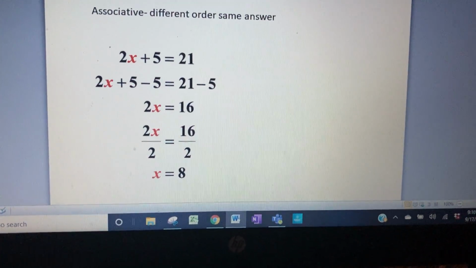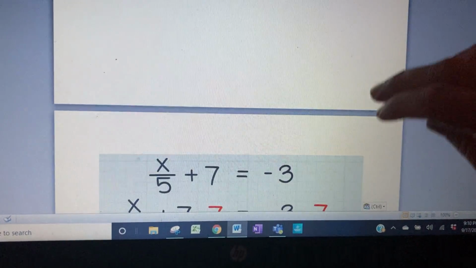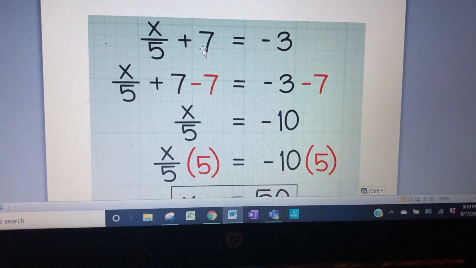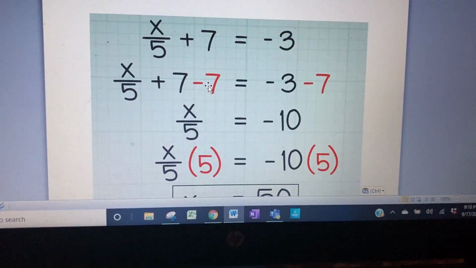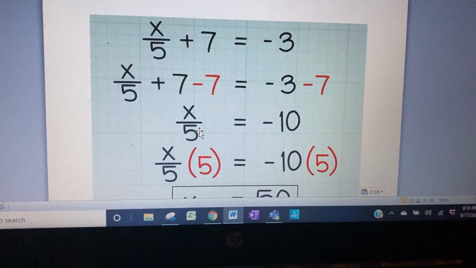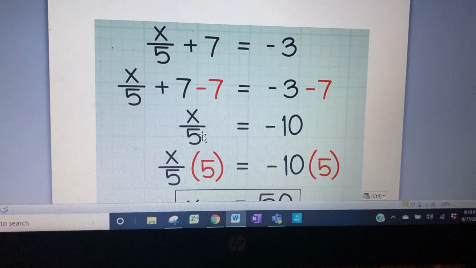I have another one down here real quick. The first step again would be the same. You have to get rid of this 7. So you'd use the subtraction property because that gets rid of addition. And this is division, so you get rid of division with the multiplication property.